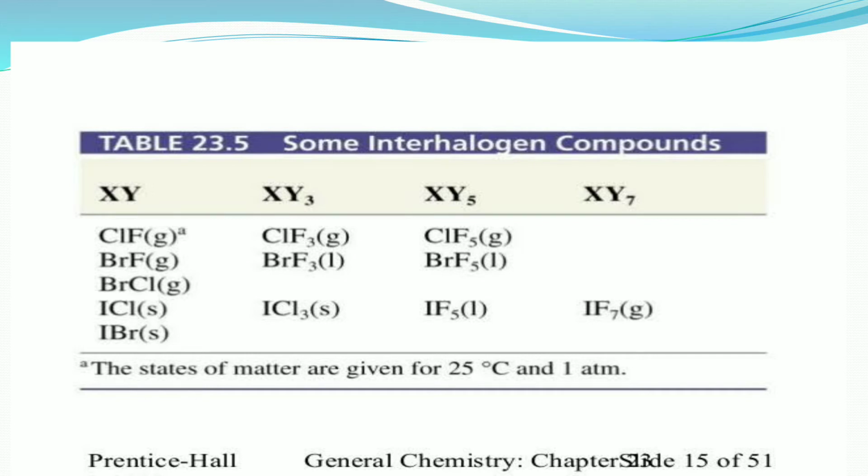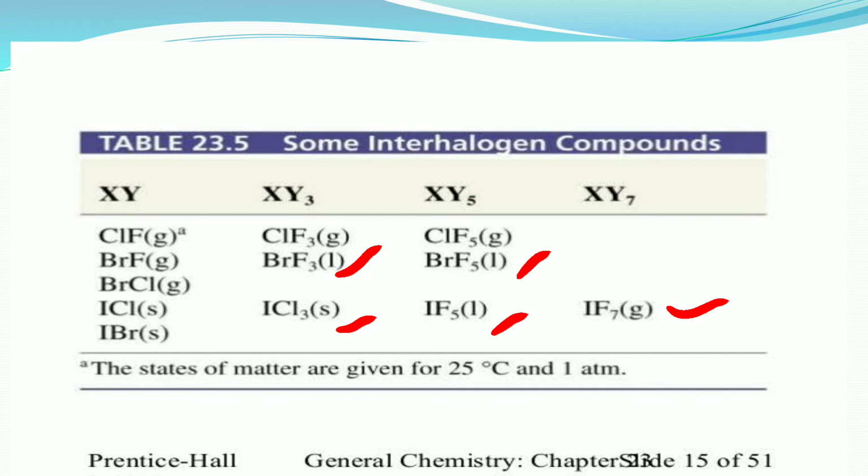Second is XY3. The examples are ClF3, BrF3 and ICl3. ClF3 is in a gaseous state, BrF3 is a liquid and ICl3 is a solid. XY5 has the examples ClF5, which is gaseous, BrF5, liquid, and IF5, liquid. And XY7 has only one example discovered, that is IF7, which is in a gaseous state.